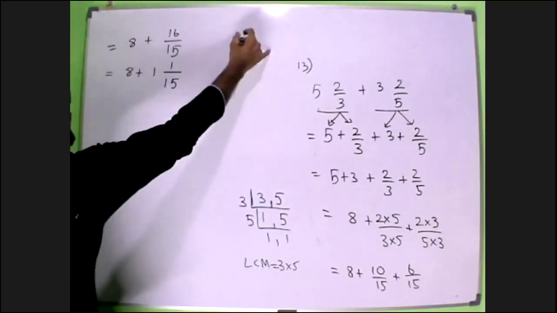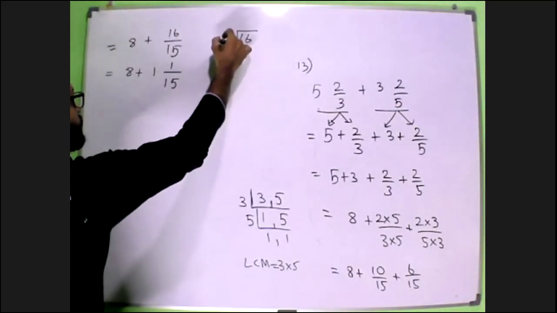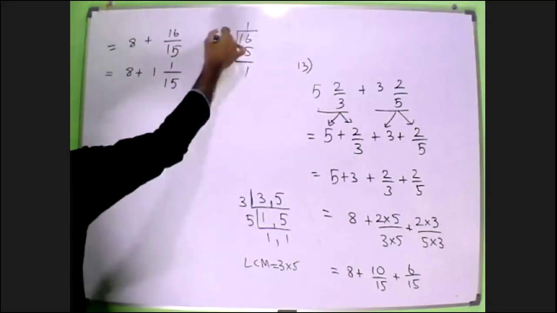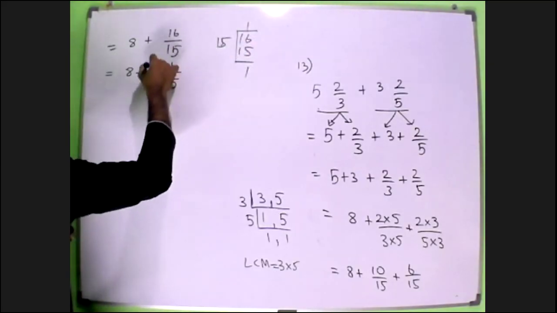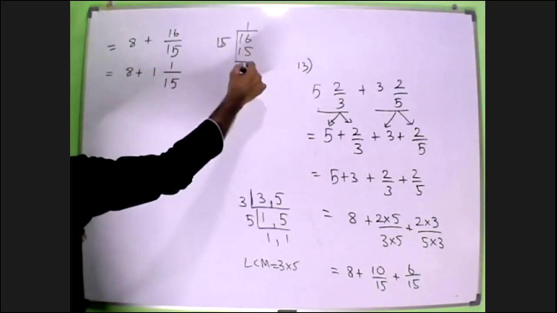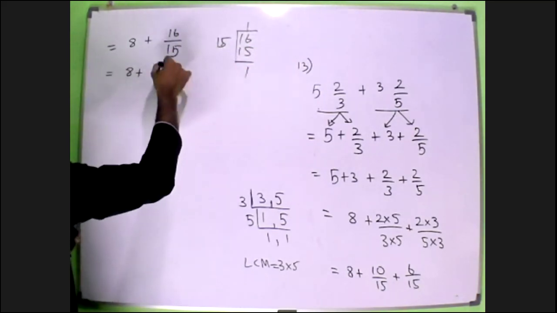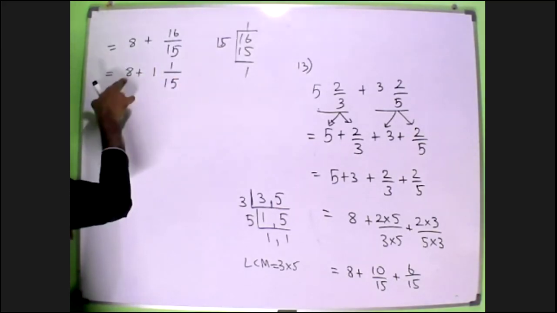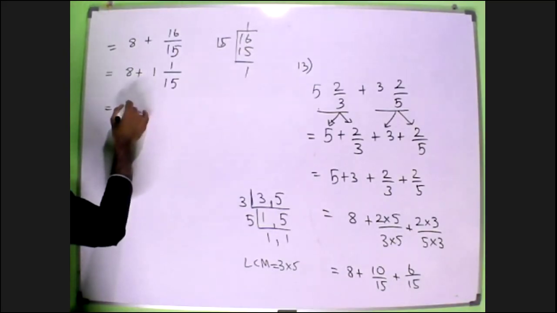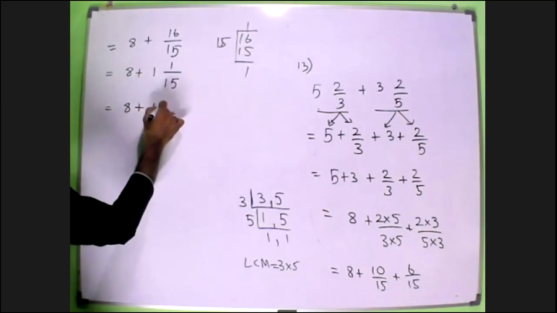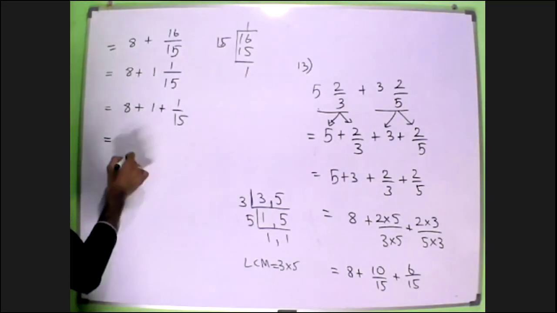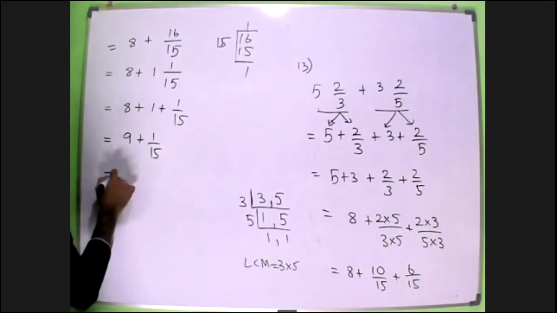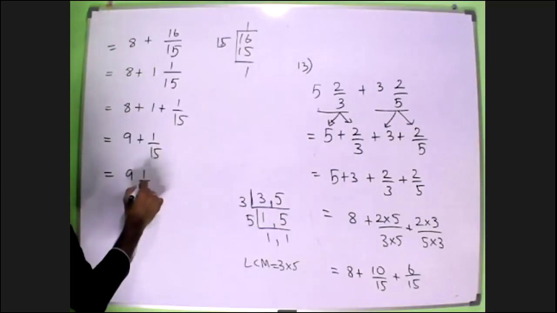Right? If you divide 16 by 15, then 1 comes to the whole number part, remainder comes to the numerator. 1 and 1 upon 15. So again, this 1 can be added to your whole number part. Then it will be like this. 8 plus 1 plus 1 upon 15. Right? 8 plus 1, 9. 9 plus 1 upon 15. So this can be written down as 9 and 1 upon 15.